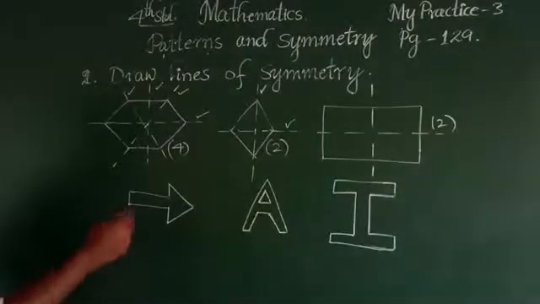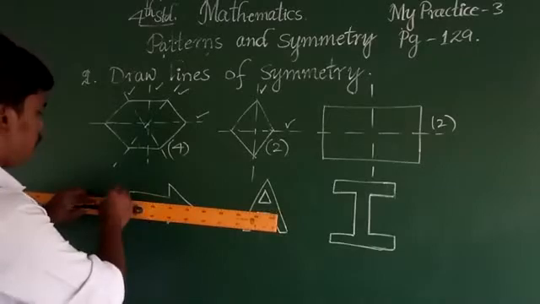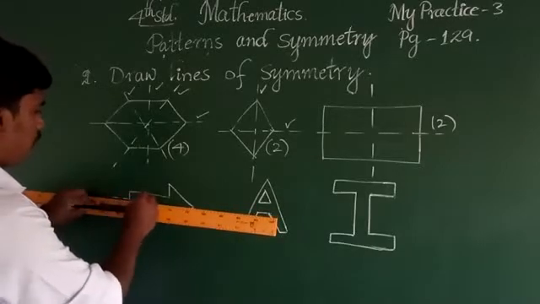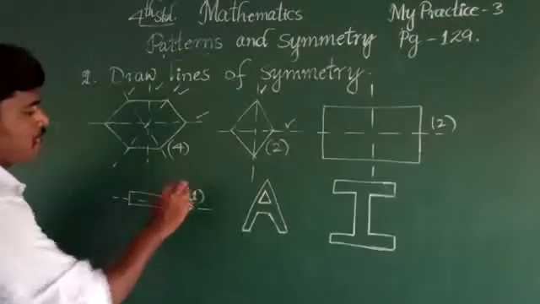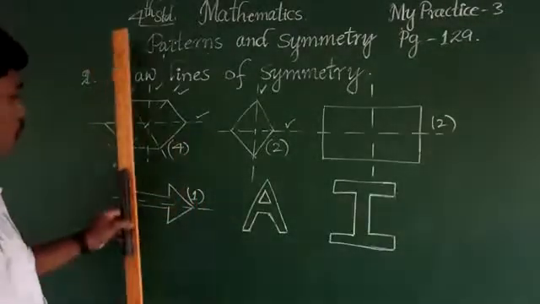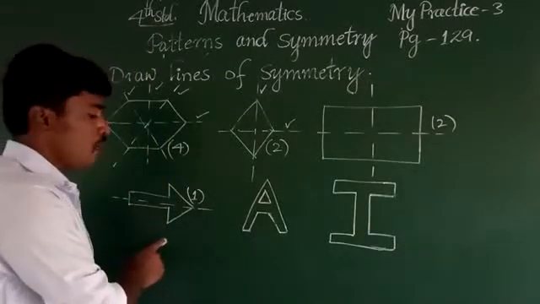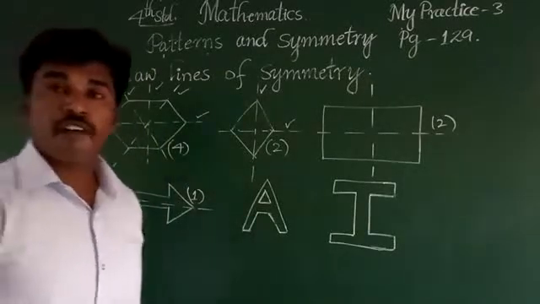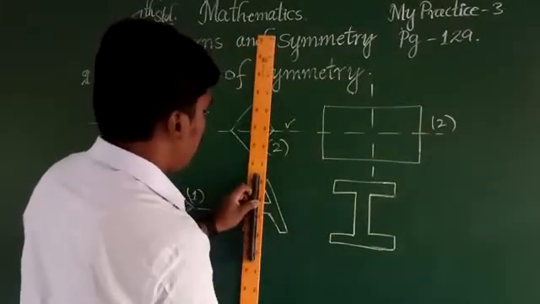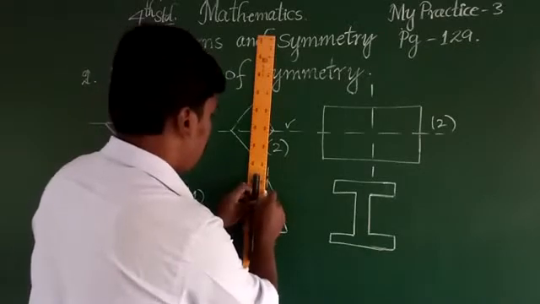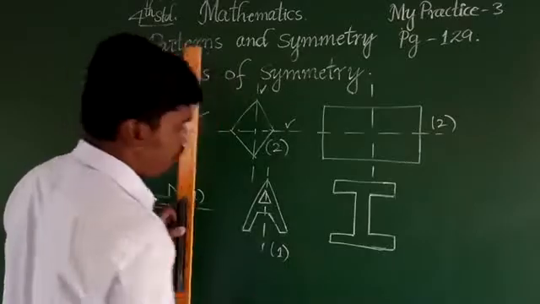Next one, this arrow mark. If you are drawing the line of symmetry for the arrow mark, it has only one line of symmetry. You cannot draw the vertical line of symmetry. If you draw a vertical line of symmetry, it does not become a symmetric figure. A also has only one line of symmetry, like this.